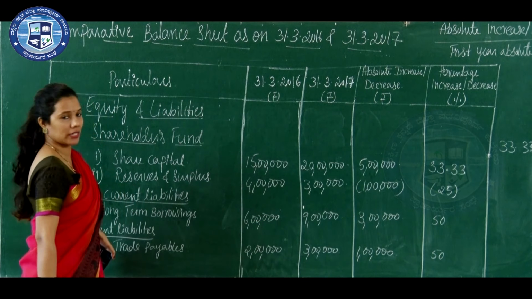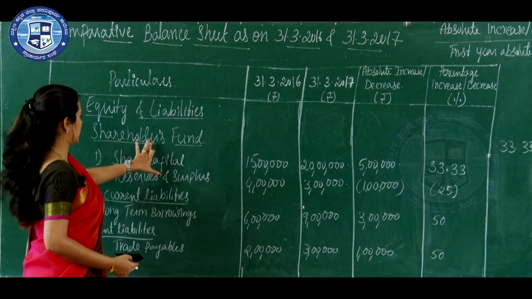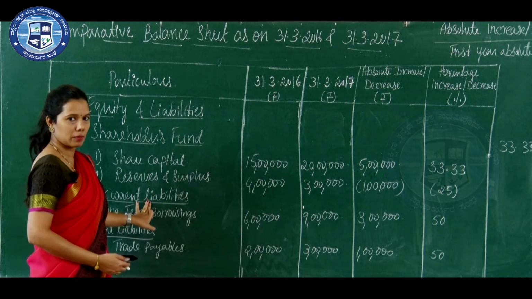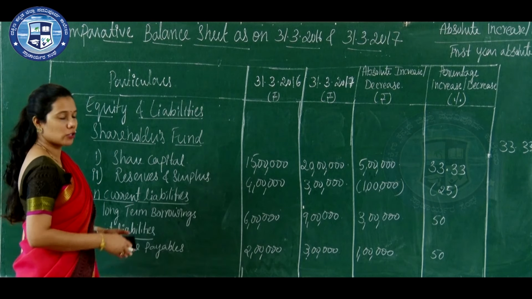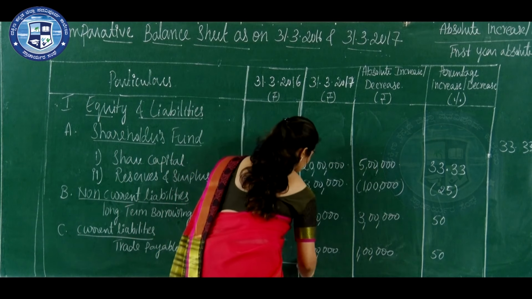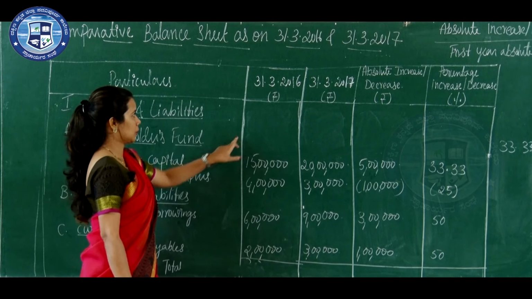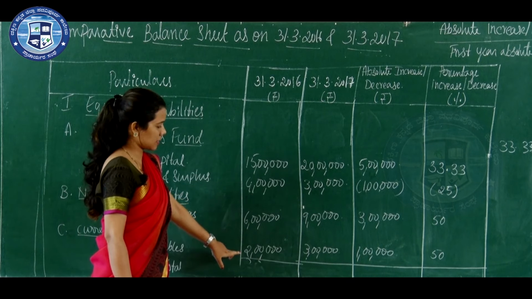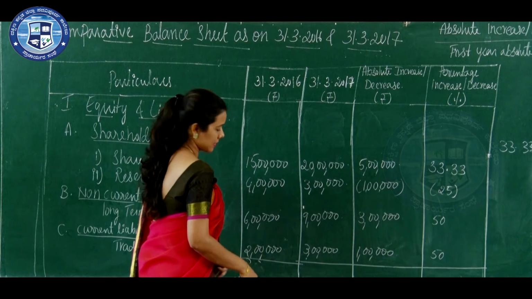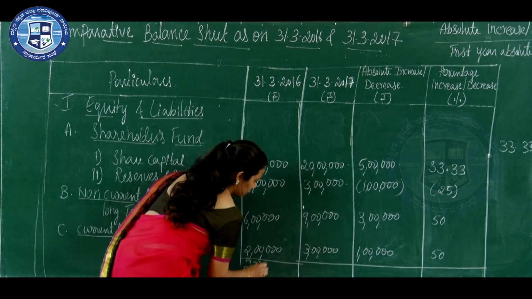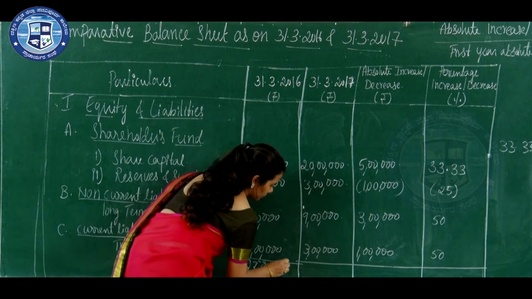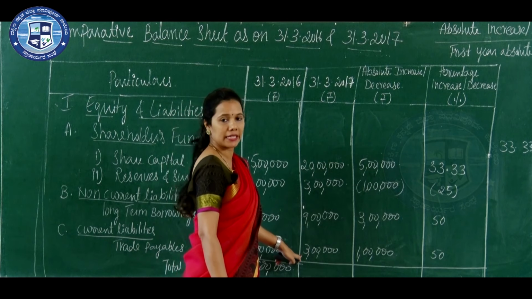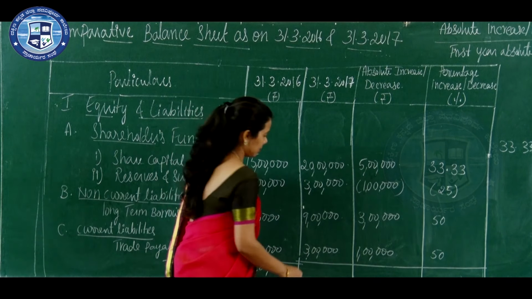Then finally total it. Your liability side is finished. Shareholders' fund we recorded, non-current liabilities we recorded, current liabilities also we recorded. Then total it. Total 2016 column: 15 lakhs, 4 lakhs, 6 lakhs plus 2 lakhs. It is 27 lakhs. Then total of the second column: 20 lakhs, 3 lakhs plus 9 lakhs plus 3 lakhs. So it is 35 lakhs.